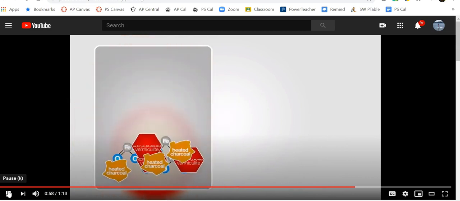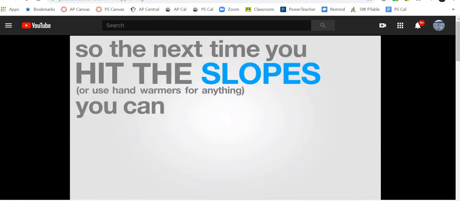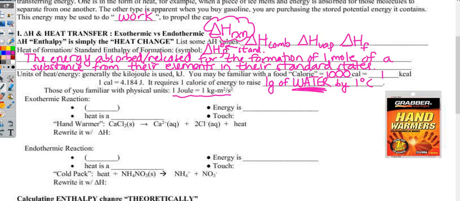After a while, the reaction stops and the carbon cools down, making the hand warmer irreversibly return to its initial state. So the next time you hit the slopes or use hand warmers for anything, you can thank iron oxide, charcoal, and chemistry for keeping you toasty warm. Okay, but the reaction that we actually did was we took calcium chloride and dissolved it in water. That was it. It was a very basic reaction, so easy, dissolving, more of even a chemical process versus a chemical reaction if you're talking about just dissolving something.